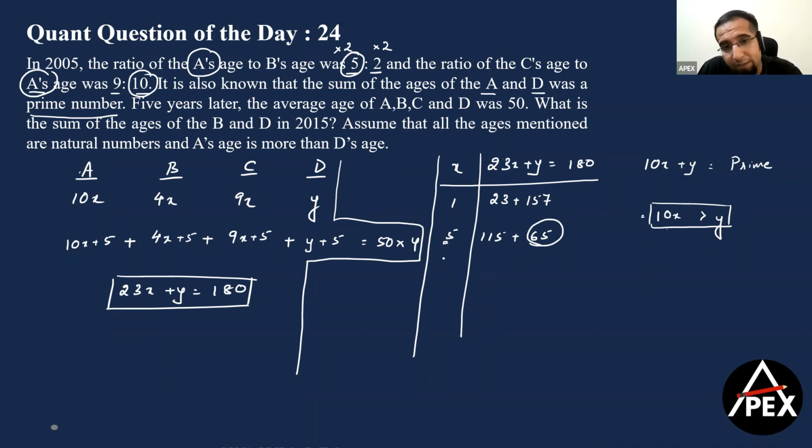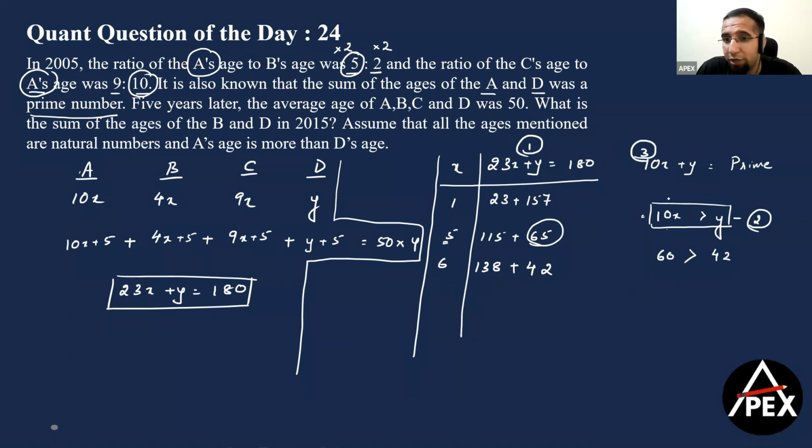So let's take x is equal to 6. If I take x is equal to 6, then 23 into 6 is 20 into 6 is 120, plus 18, so this is 138. If this is 138, then y is 42. Now, if x is equal to 6, 10x will be 60 and y will be 42. So we are satisfying the condition 60 is greater than 42. Second condition. So this is my first condition to satisfy. This is my second condition to satisfy. And this is our third condition to satisfy.